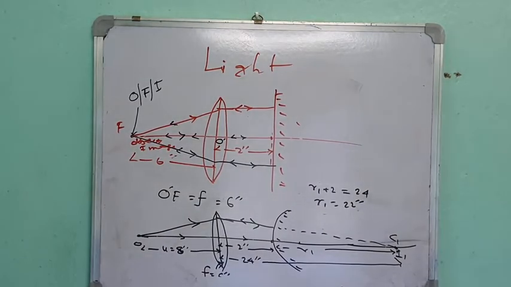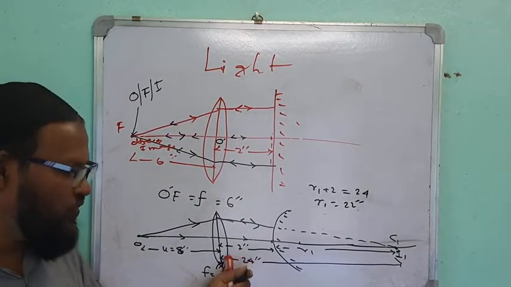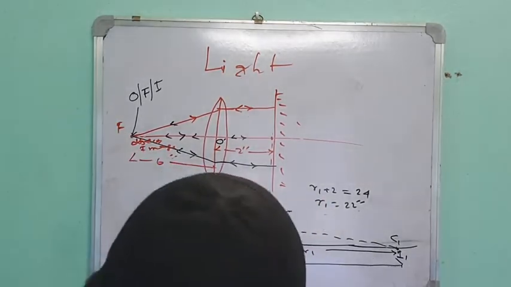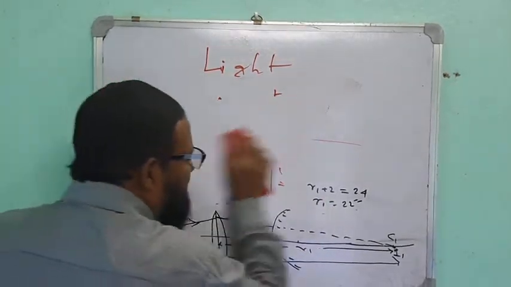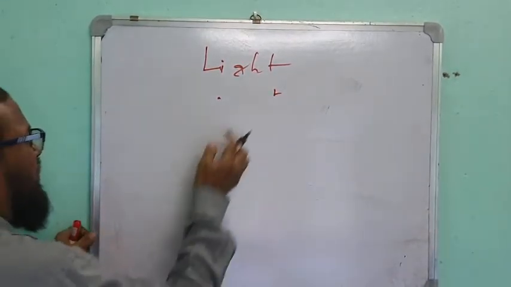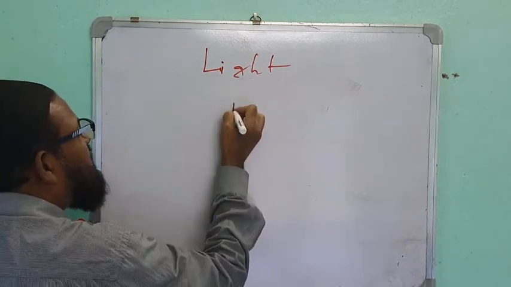Is it clear? R1 plus 2 equals 24. What is R1? 22. Next part. I am drawing this part. Now, the third part is very, very important.